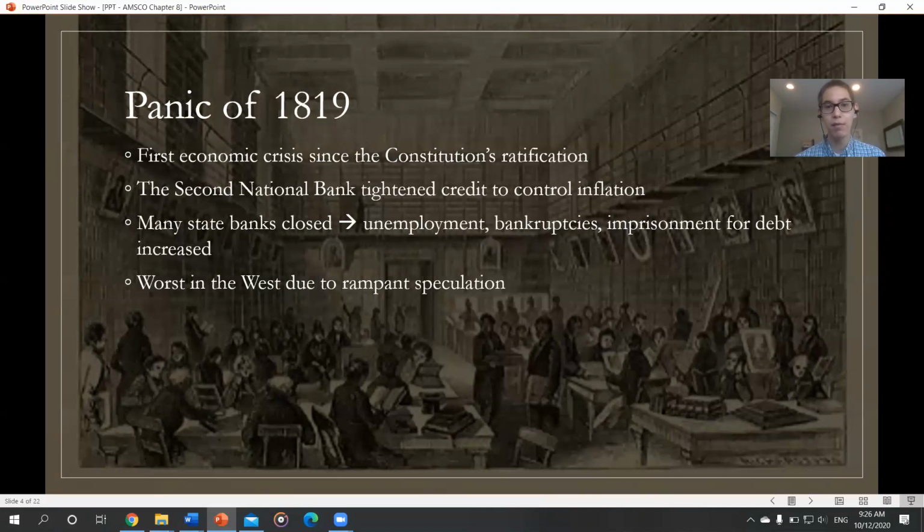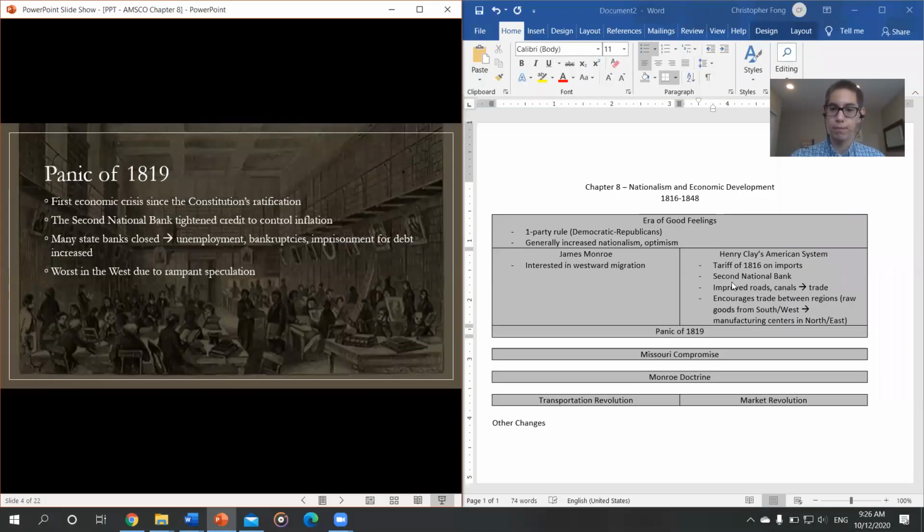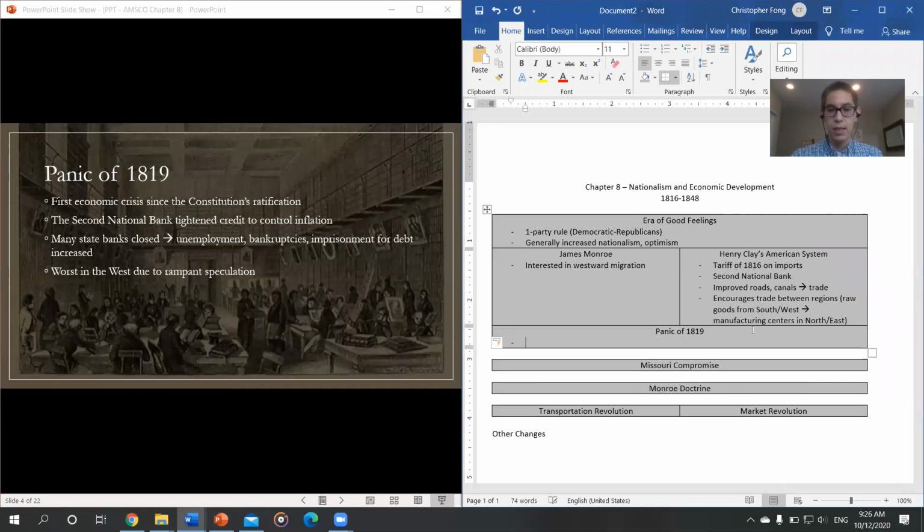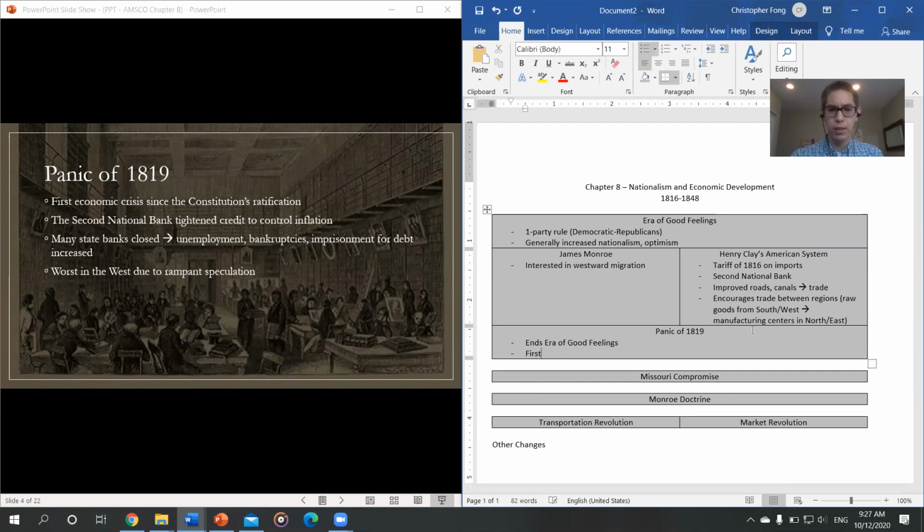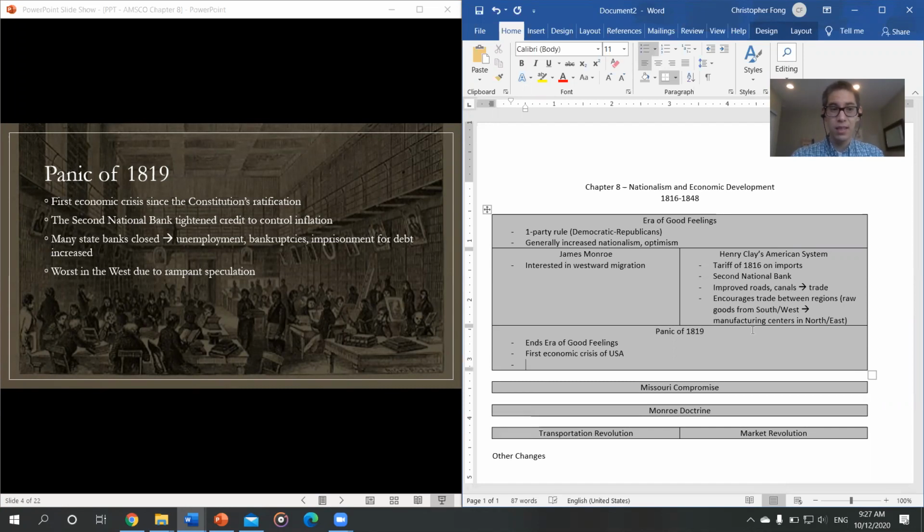People basically buying stuff with money that they don't have, that they borrowed. And when the day comes for them to pay up, they don't have the money, they can't take out another loan. You can imagine the crisis there. So Panic of 1819, it kind of ends the Era of Good Feelings, I suppose. It is the first economic crisis of the US, and it especially hurts the West and kind of smaller merchants, farmers, business owners, things like that.